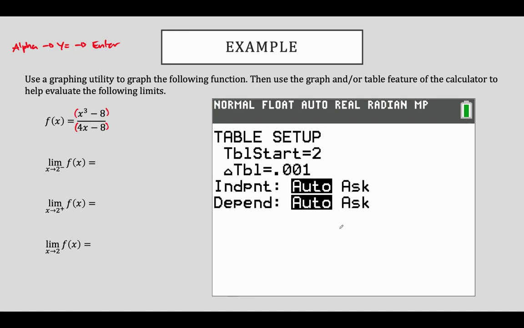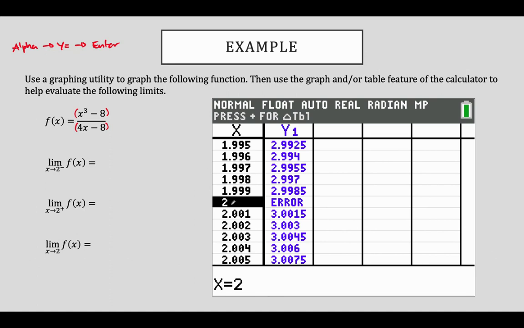All right, so once you plug this into your table setup, hit second graph, and that will bring you to your table. And once you get to your table, scroll up just a little bit until you have 2 right in the middle of your screen. And you should have something that looks similar to this. And notice that our calculator tells us that there is an error when x is equal to 2.